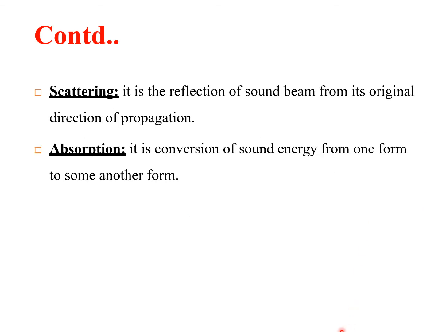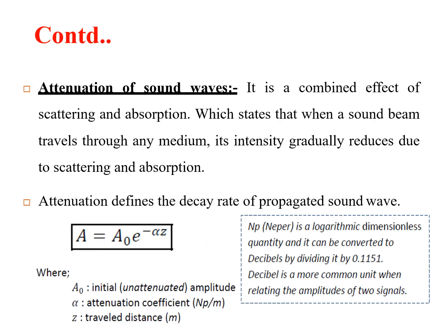Now we'll come across two more terms. Scattering is the reflection of sound beams from the original direction of propagation. That is, due to impurities or some other defect, the sound may be reflected off and will not reach back to the receiver. And absorption is when the particles or the atoms within the material sometimes absorb the sound waves, which then cannot be reflected back. So it is a conversion of sound energy from one form to another; it may be absorbed in the form of different forms of energy.